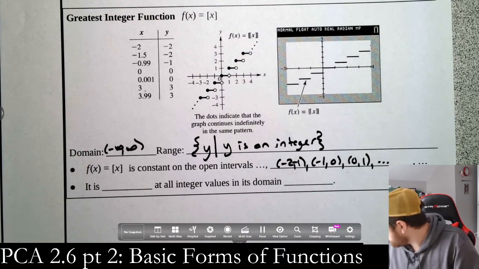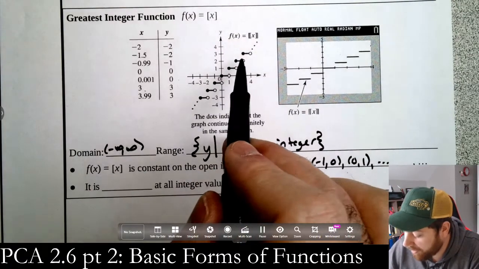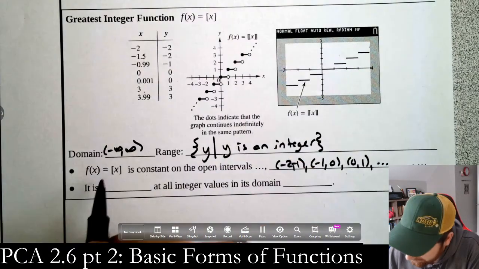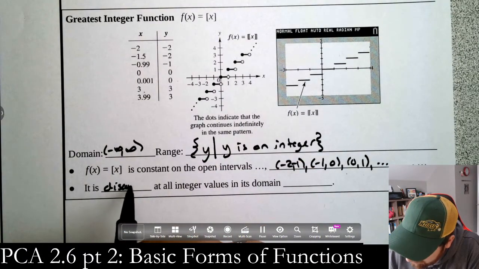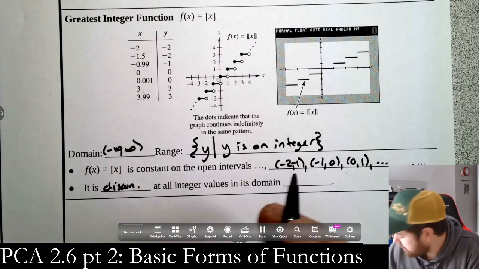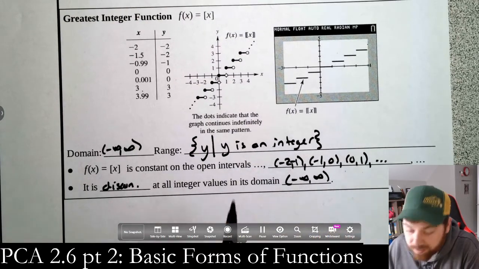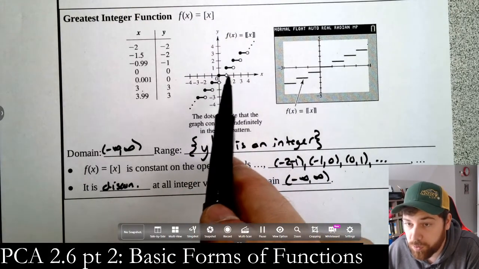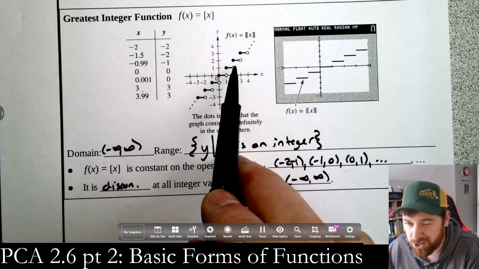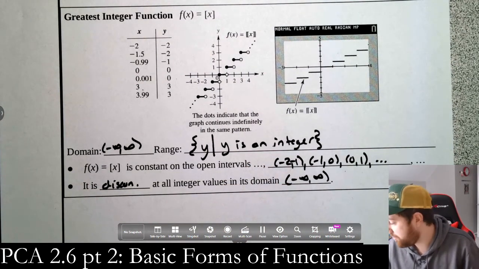And the last one, it is continuous. It's continuous within the little open intervals, but it's discontinuous at all integer values in the domain. Okay, so anywhere that there is an integer in the real numbers, so for 2, 3, 4, there's always this jump that happens. Okay, so it's discontinuous at all the integer values.